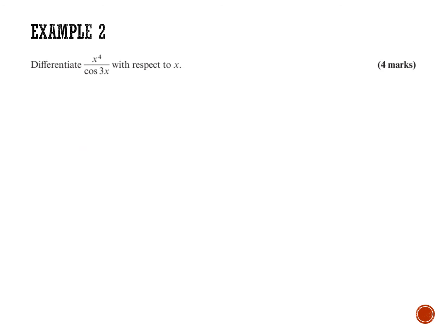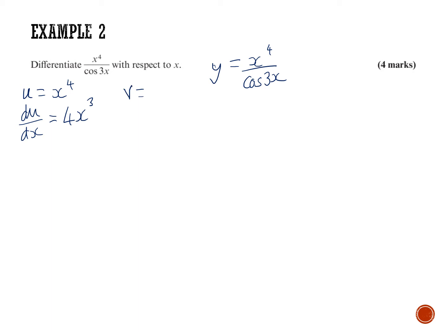Right, next example then, here we go. So this is 4 marks worth of a question. So we're differentiating y equals x to the 4 over cos 3x. So another quotient rule. u is the numerator. That's not difficult to differentiate. Bring down the power, reduce the power by 1. v is the denominator. Be careful with this.